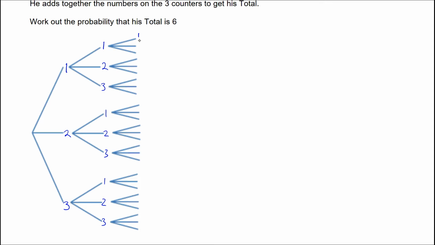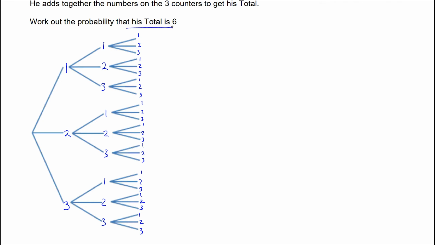Third, we can have either 1, 2 or 3. And this is just to help you visualize what's going on. Like I said, you don't have to use a tree diagram at all, but if you think it helps you, then well and good. Okay, so we want a total of 6.